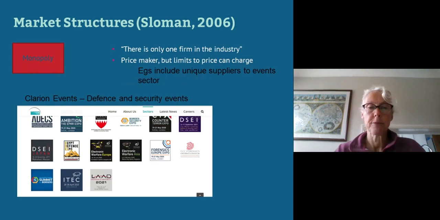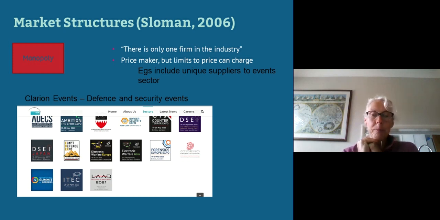And then lastly, we have monopoly. Now, there aren't that many examples in the events field, but there are some. And this is basically where there's only one firm in that industry. And this is what we call the price maker. So a company that's doing something very unique can set the price as they choose, really. Now, obviously, there are limits to the price that can be charged, because at some point, customers will say, actually, you're doing something very unique, but we really can't afford to pay this.